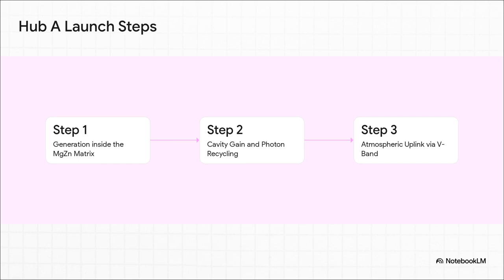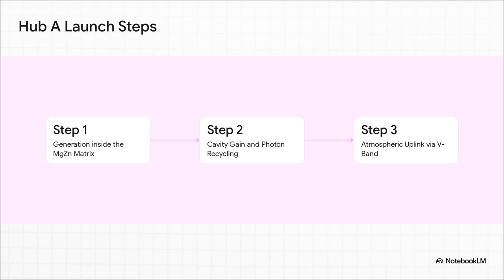Then we hit step 2, cavity gain and photon recycling. The photon passes into the ruby crystal cavity, where those chromium ions narrow the emission line, which really sharpens the signal. But here's the absolute genius part. If any photons try to scatter or escape, the photon recycling mechanics instantly reflect them back into the active path. It's literally like putting the bumpers up in a bowling alley. It perfectly preserves the signal's amplitude without needing massive amounts of external power.